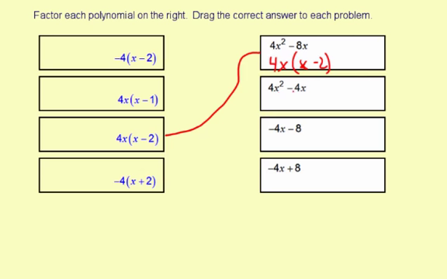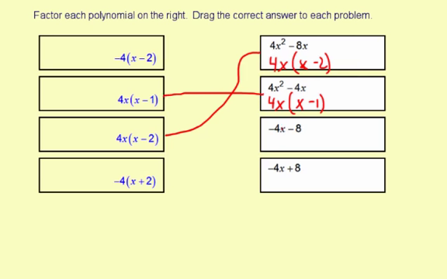Let's look at this next one. A 4 is in common with both, as is an x. So I'm going to take out a 4x. Then what's left? Well, 4x times what makes 4x squared? That's an x. And 4x times what makes negative 4x? That's negative 1. So verify: 4x times x is 4x squared. 4x times negative 1 is negative 4x. It means this is the correct factored answer. Straight across there.